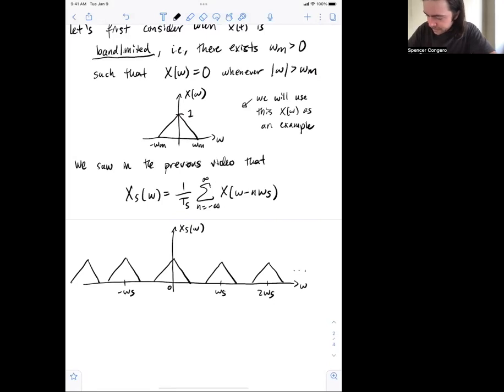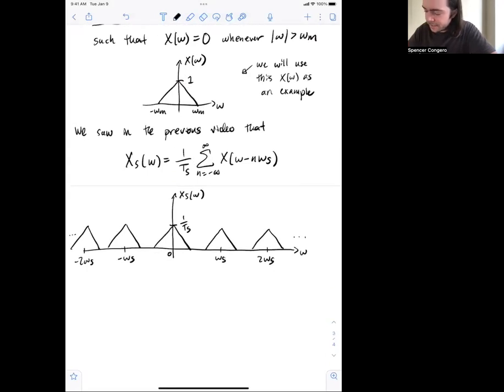Negative omega sub s, negative 2 omega sub s, and so on. And the height is scaled by 1 over t sub s. So it started out as 1, multiplied by 1 over t sub s. That's what we get. Okay, and this is negative omega sub m. That's omega sub m. This point right there is going to be important to us. And this is, of course, omega sub s. And then I'm just subtracting omega sub m, right? Just going to the left by omega sub m, this distance, but just shift it up here.